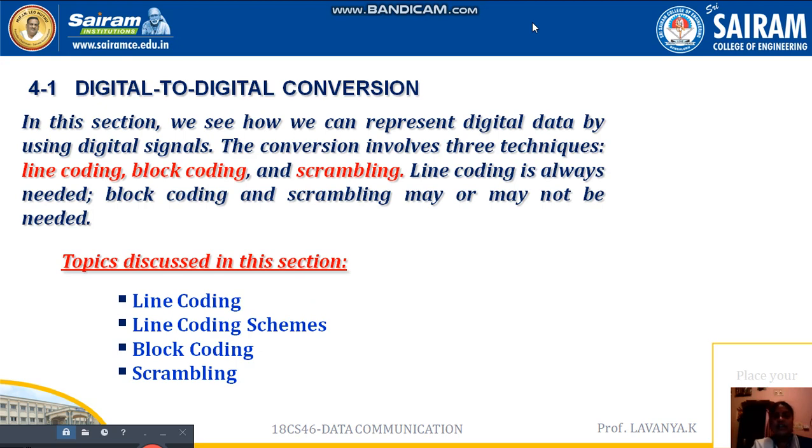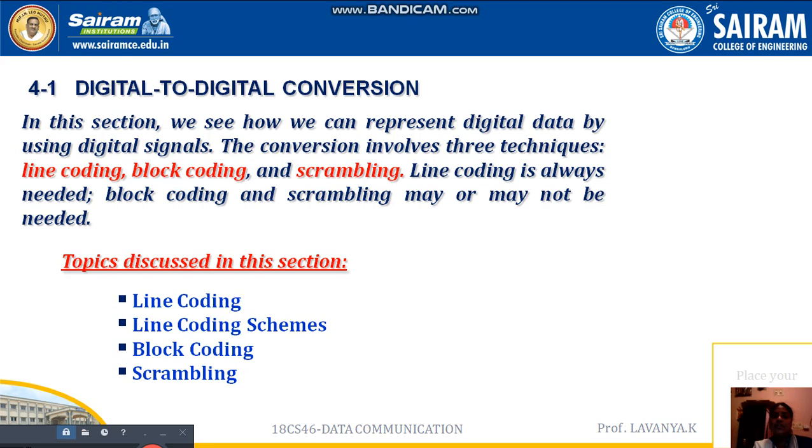Digital transmission contains different types of conversion. It may be digital to digital conversion, analog to analog conversion, digital to analog, or analog to digital. Different types of conversion are contained in digital transmission. One of them is digital to digital conversion. Then what is digital to digital conversion?